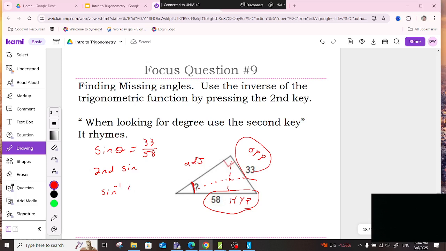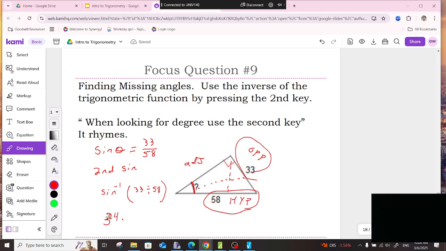Now, when you put this in your calculator, you're going to do 33, hit your division key, which should come up as like a slash, 58. And then press enter, and that will give you what the degree is. Is it 24.6 or 7? Oh, so it's 34.